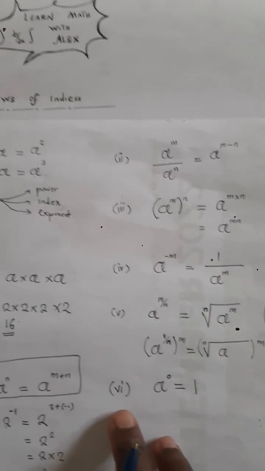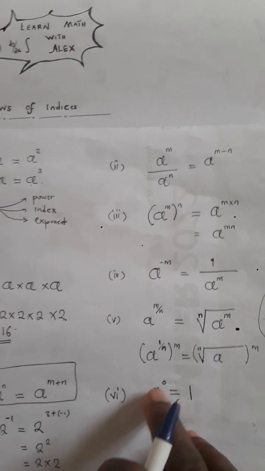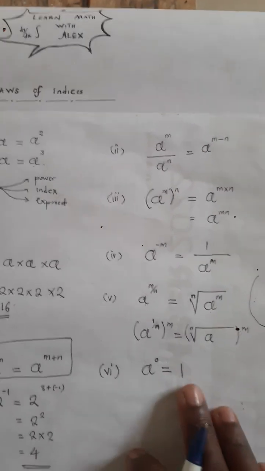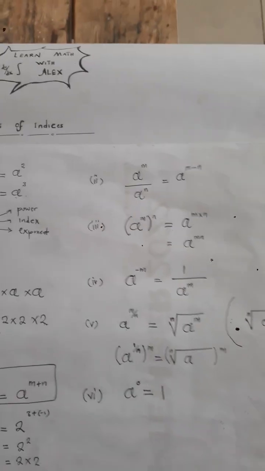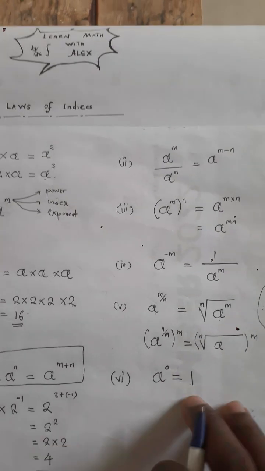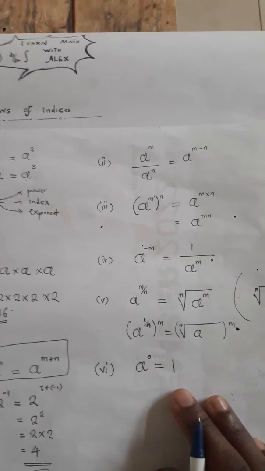Then our sixth law is a to the power 0. It can be any number, anything raised to the power 0 is always 1. No matter how big or how small that figure is, as long as you raise it to the power 0, the answer is always 1.